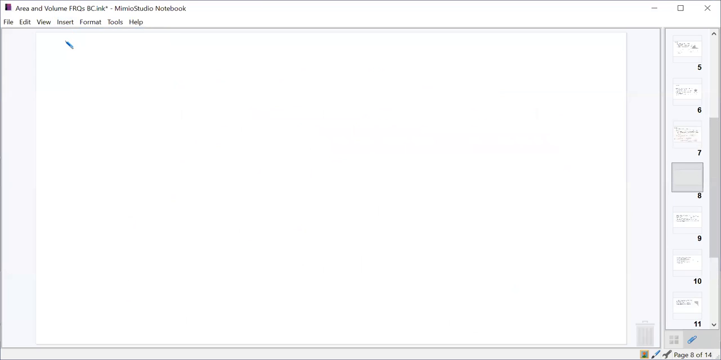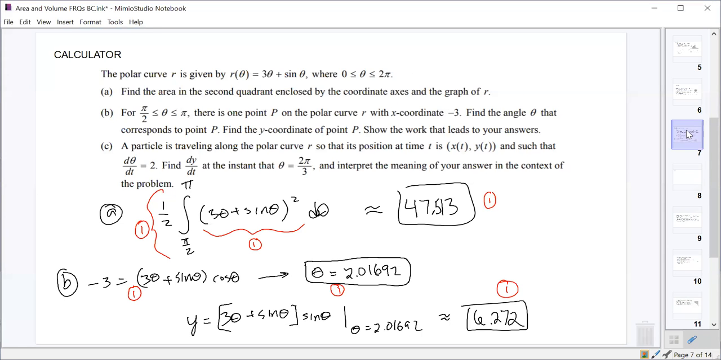All right. And then the last part of this one, part C. What did part C even say here? We got a particle traveling along the curve. Its position is x of t, y of t. And d theta dt is 2. We want to find dy dt when theta equals 2 pi over 3.